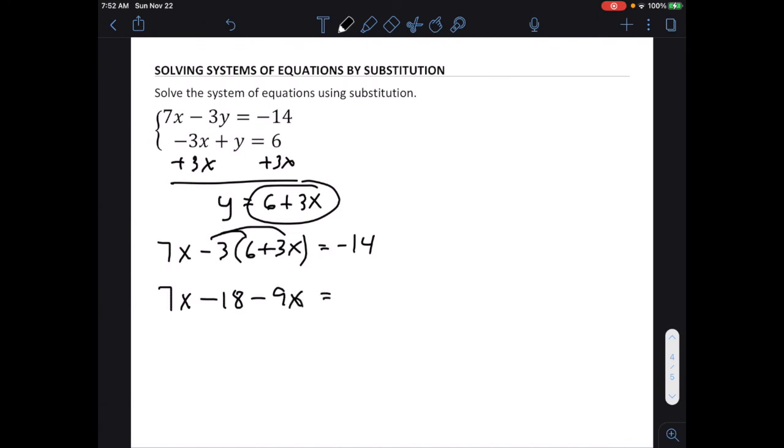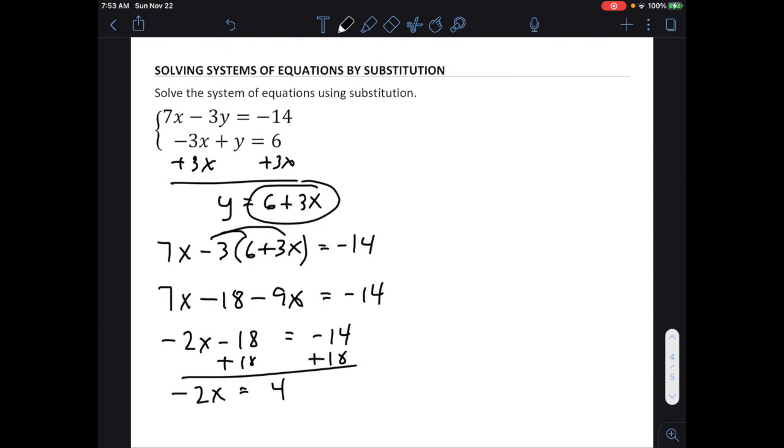If you're not careful and you distribute a positive 3, what'll probably happen is you'll have plus 9x instead of minus 9x, and that's going to throw you off quite a bit. All right, so we have some combining like terms. 7x minus 9x is negative 2x. We're going to add 18 to both sides. So we have negative 2x equals 4. And then when we divide by negative 2, we get x is equal to negative 2, because a positive divided by a negative is negative.